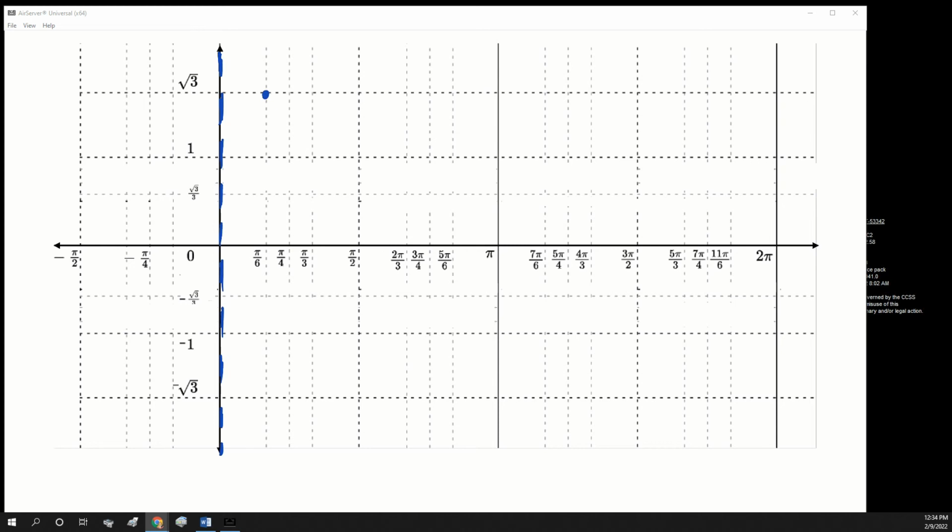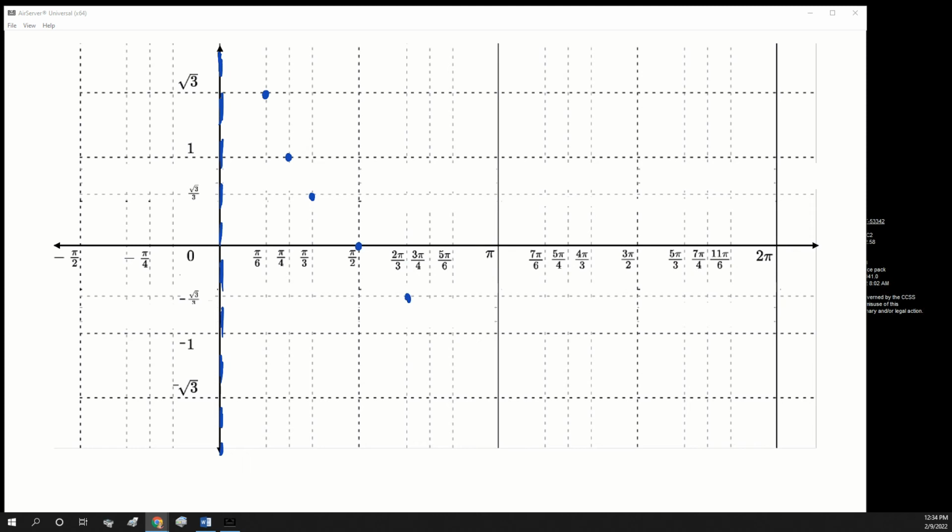Okay. And then for pi over 4 and all of the pi over 4s, there's a 3 pi over 4, 5 pi over 4, they're all going to be 1 or negative 1 because you're dividing something by itself. So that's going to be either 1 or negative 1 depending on your signs. Okay, and then this one should be square root of 3 over 3. Okay, and then for pi over 2, you're going to do 0 divided by 1, 0.